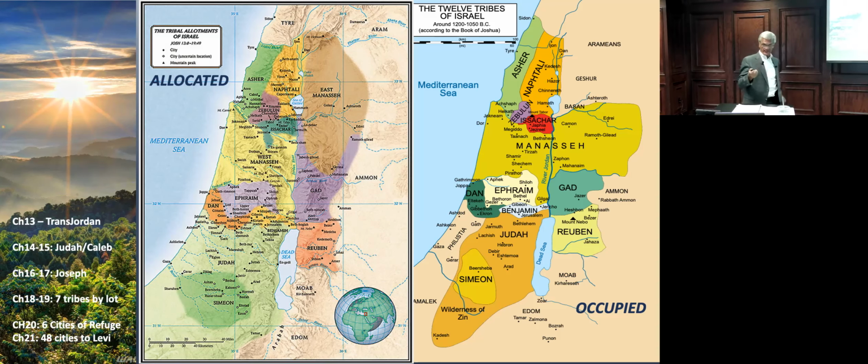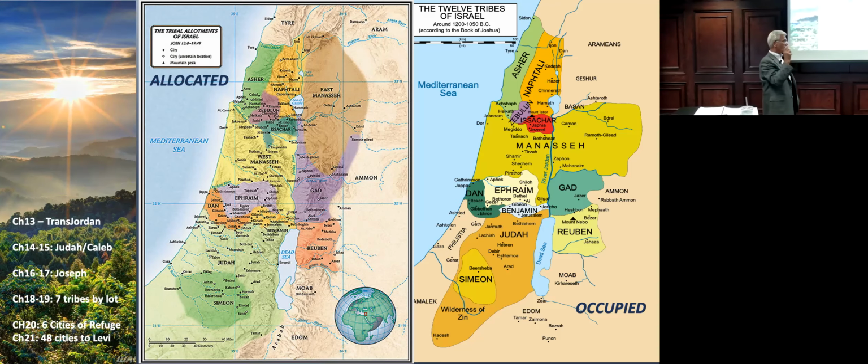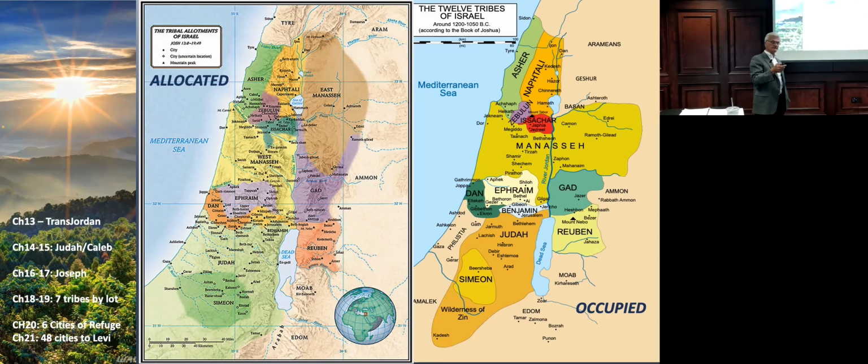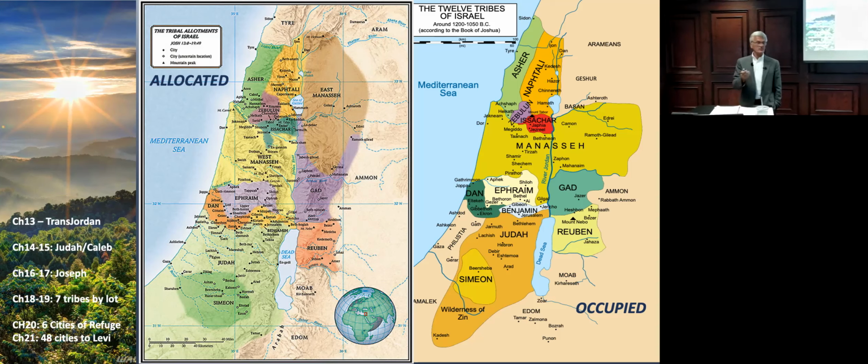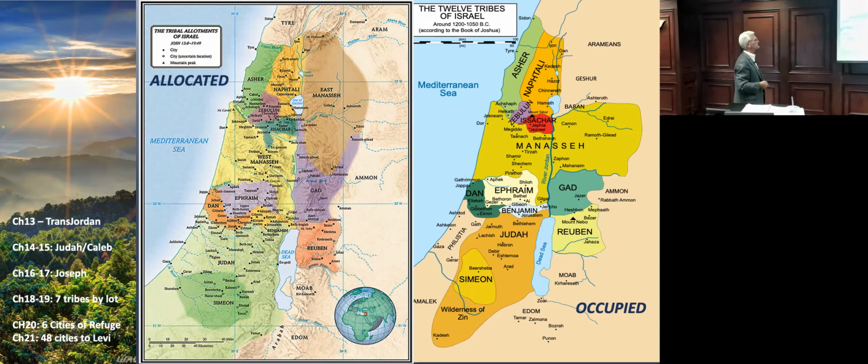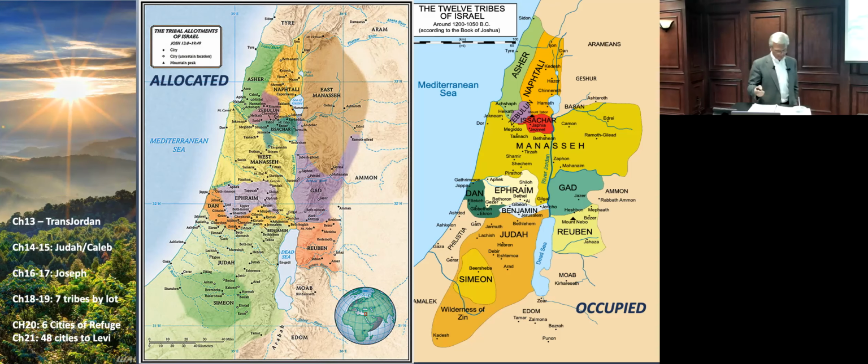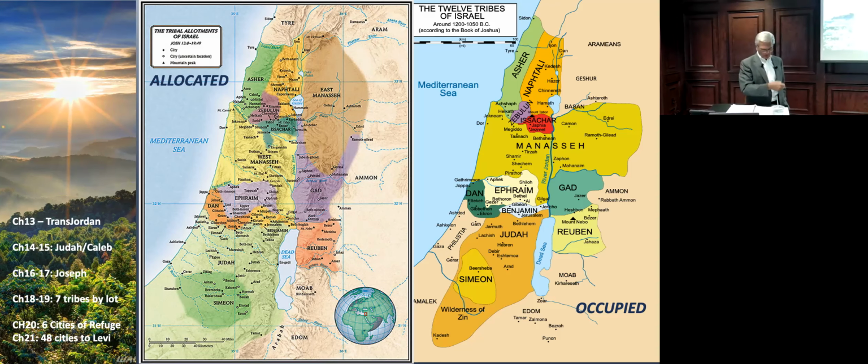What I want us to look at is how each group in these chapters visualized or what their attitude was toward this inheritance, because there's something instructive for us in this. And I want you to think about that. See if you see yourself in any of this. First of all, you have in chapter 13, the boundaries of those whose inheritance was east of the Jordan River.